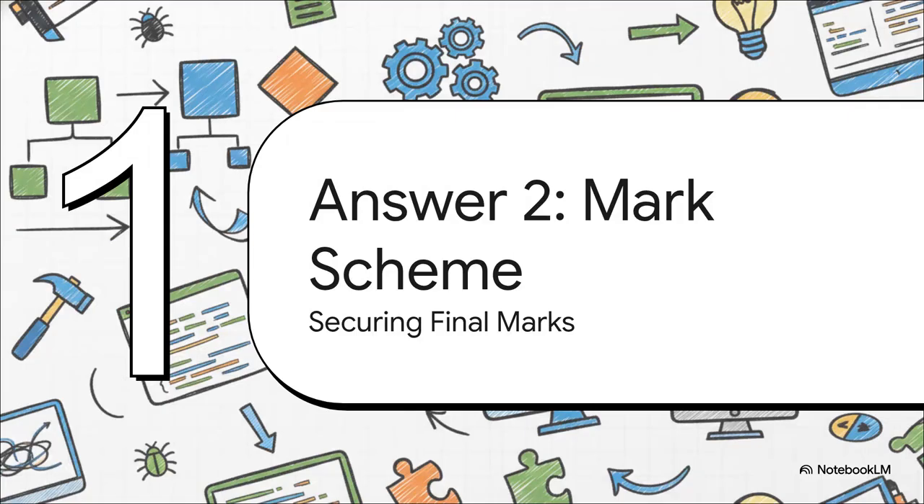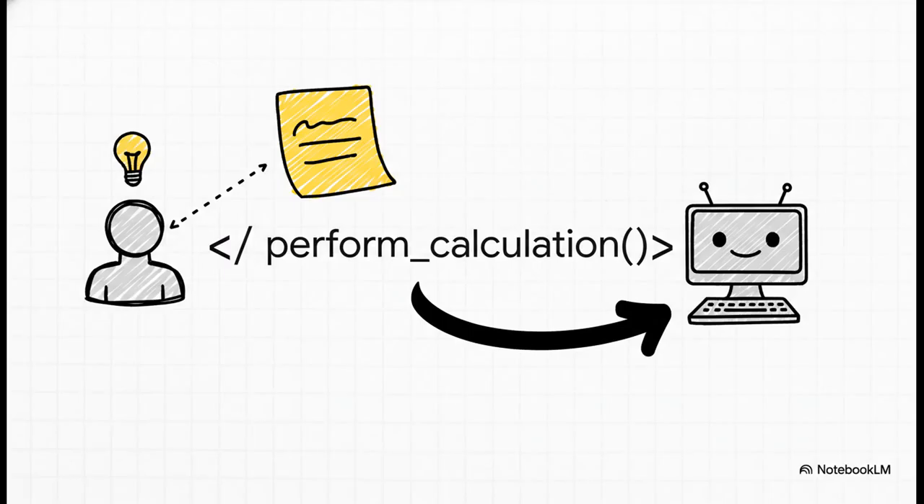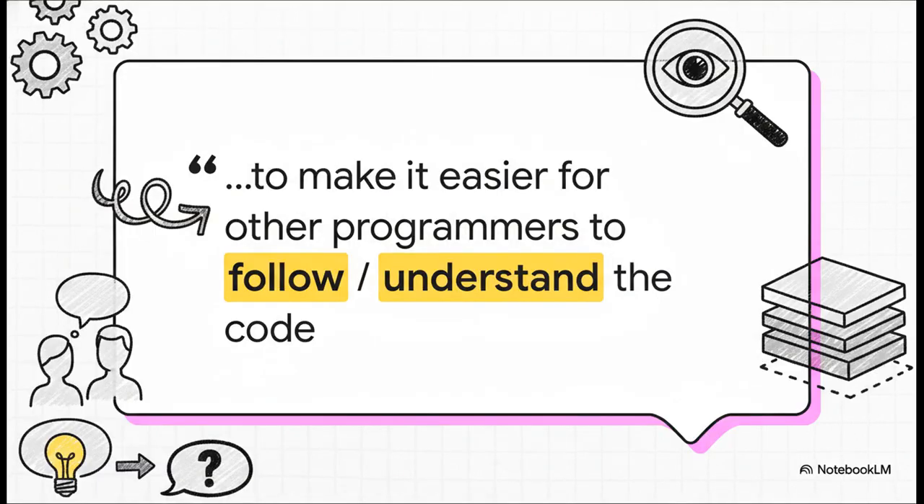All right, so we've got our first 2 marks in the bag. Let's go ahead and lock in the final 2 with the second big improvement. The second way to boost maintainability is by adding comments. Those little notes for humans that the computer just completely ignores when it runs the code. And again, the mark scheme spells it out for us. You add comments to make it easier for other programmers to follow or understand the code. You're basically explaining the why behind a line of code that might not be super obvious at first glance.